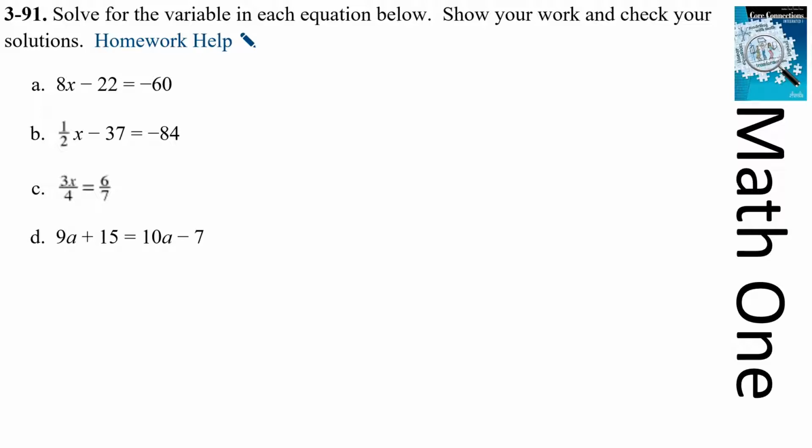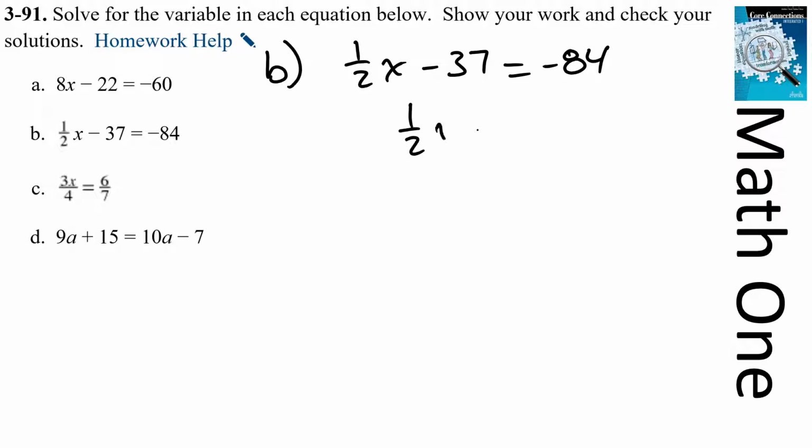Our next problem, B, we have the same thing. Let's write it down. So I've got 1/2 times x minus 37 equals negative 84. To each side I'm going to add 37, so I have negative 84 and I want to add 37 to that. So I now have 1/2 times x equals, now it's a negative 47.